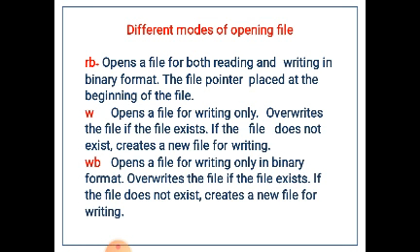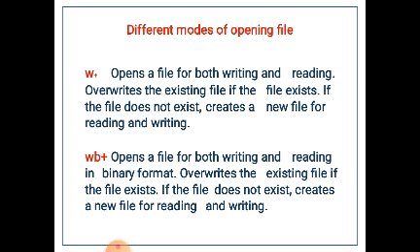W meant for writing only, WB meant for writing but only in binary format, W plus meant basically for writing and then reading, WB plus, a file is opened for both writing and reading but only in binary format.